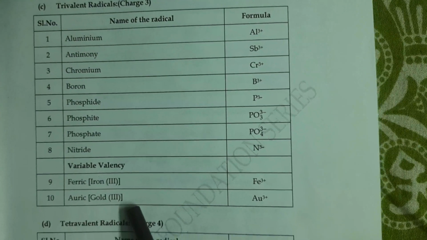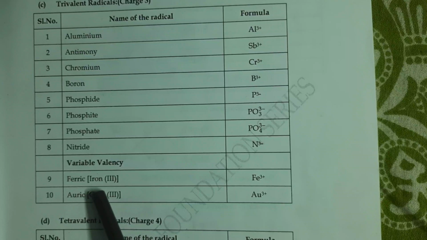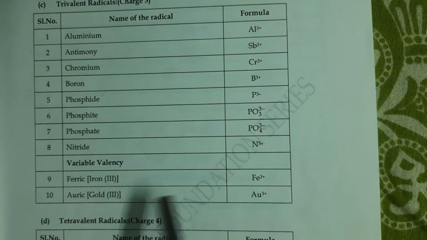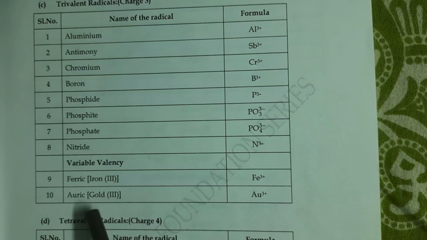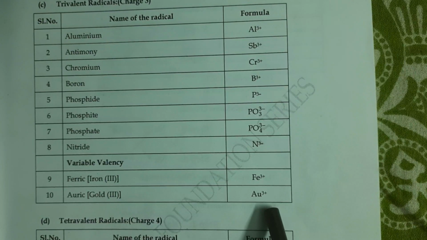So here also variable valence is there. Ferric, iron: Fe2 plus and Fe3 plus are formed. See, iron Fe3 plus. Auric, gold, Au3 plus.